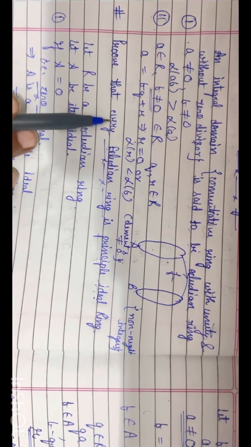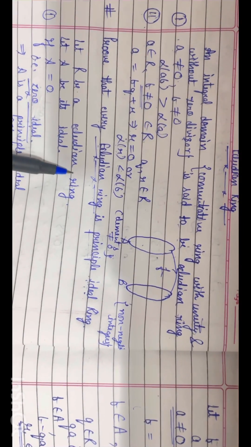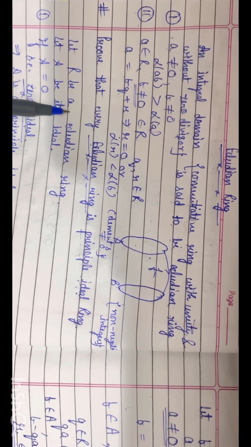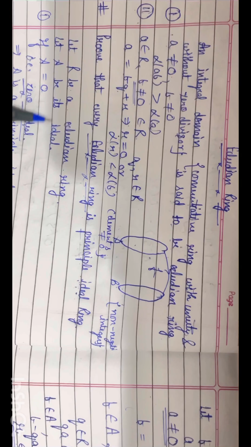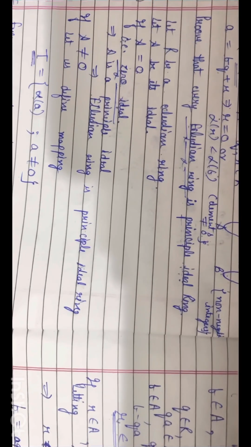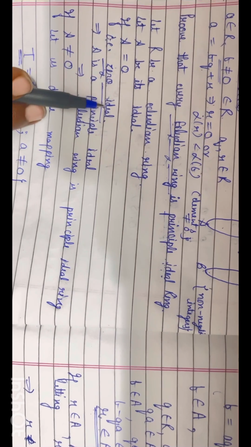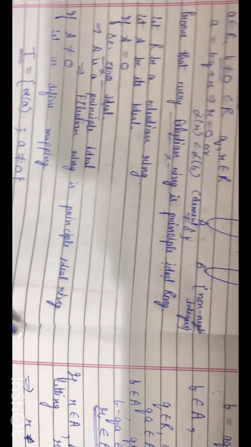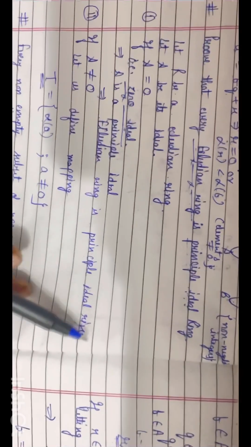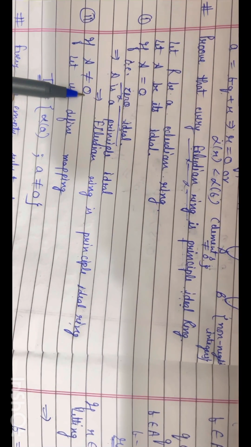Then we need to prove that every Euclidean ring is a principal ideal ring. If R is a Euclidean ring, it will be a principal ideal ring only when every ideal of R is a principal ideal. Let A be its ideal. If A is equal to 0, that means A is the 0 ideal. The 0 ideal is a principal ideal because every element of the 0 ideal can be written in product of 0. So, if A is the 0 ideal, that means the Euclidean ring is a principal ideal ring. Now, second condition, if A does not equal 0, it means A is not the 0 ideal.